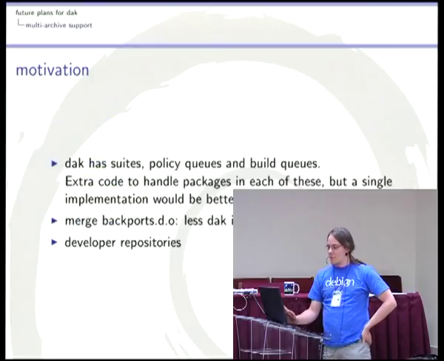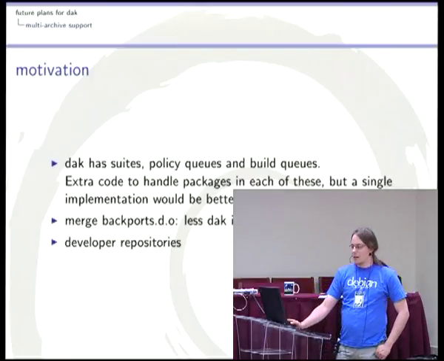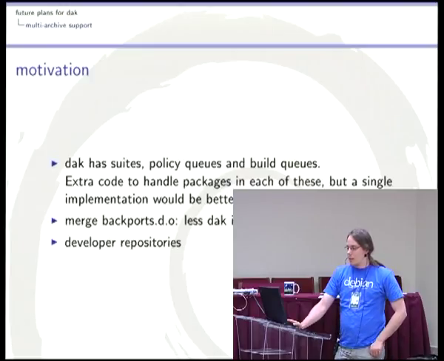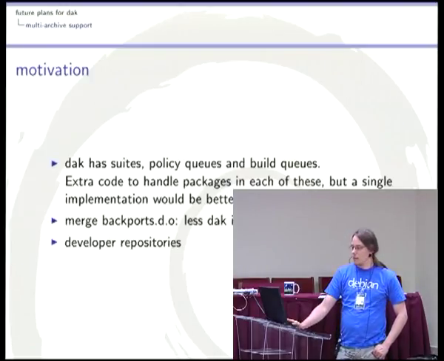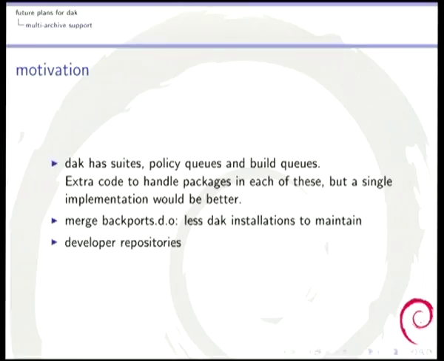So this is about the multi-archive support. Inside Dak we have several places we install packages to, which are suites, policy queues, and build queues. Suites are basically what people see: unstable, experimental, stable, testing, also the stable proposed updates. Policy queues are the new queue, or moderation queues that the release team uses before packages are accepted into proposed updates. So it's proposed-updates new. And build queues, this is basically incoming.debian.org.